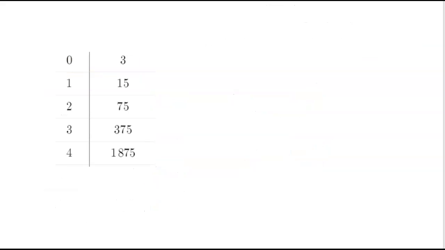And then we looked at this one. Again, what is the multiplier to go to the next number? 3 times what is 15? Well, it's 5 again, isn't it? 15 times 5. 75 times 5.